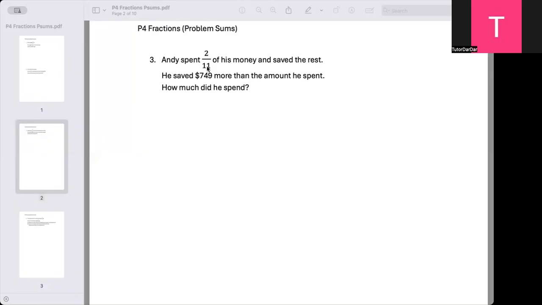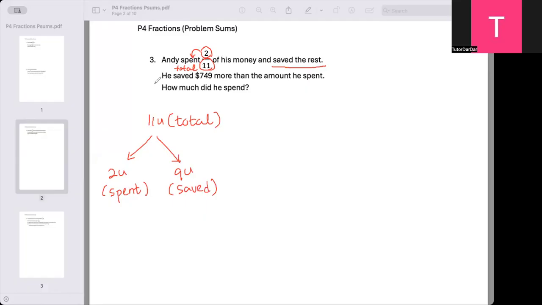Andy spent 2/11 of his money and saved the rest. So this 11 will be his total. This 2 is the amount he spent. So saved the rest. So let's look at this. 11 means total is 11u, which is total. Then 2 units is spent. 2u, this is spent. If 2u is spent, how many units were left? Which is 9u. This is saved.